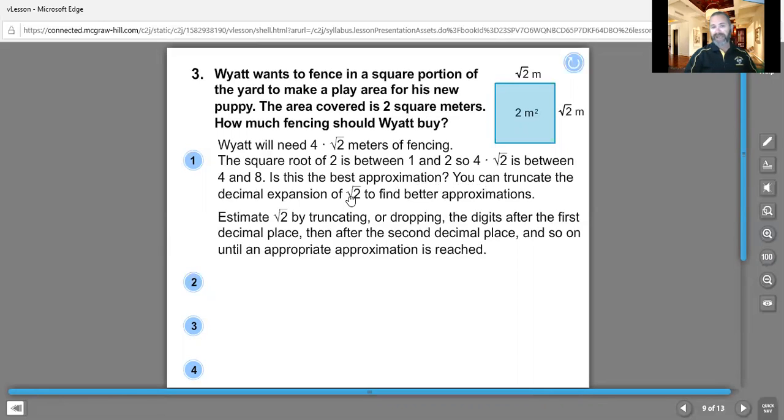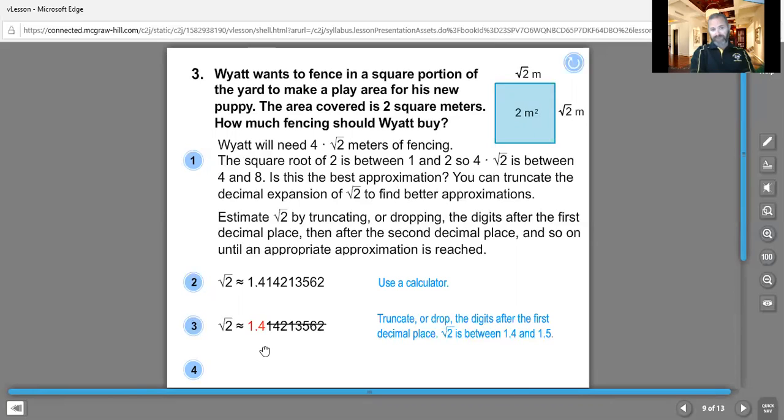Now you can use a calculator to find out what the square root of 2 is, but then you need to truncate. You need to drop some of those decimals. So the square root of 2, since it's an irrational number, that means it's non-terminating and non-repeating. It goes on forever. So we truncate, or drop, some of the decimals.